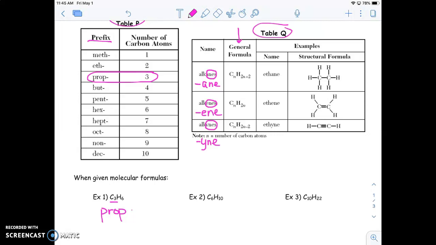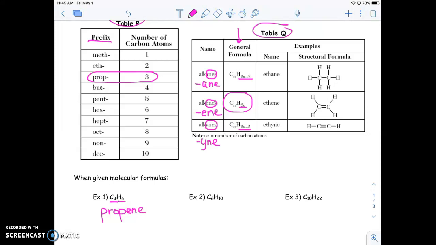So let's look at this example. How does the number 6 compare to the number 3? It's exactly double, right? So when you look at these general formulas, which general formula is the H exactly double the number of C's? Alkenes. So if this is an alkene, I'm going to end this in ene. And that's it.